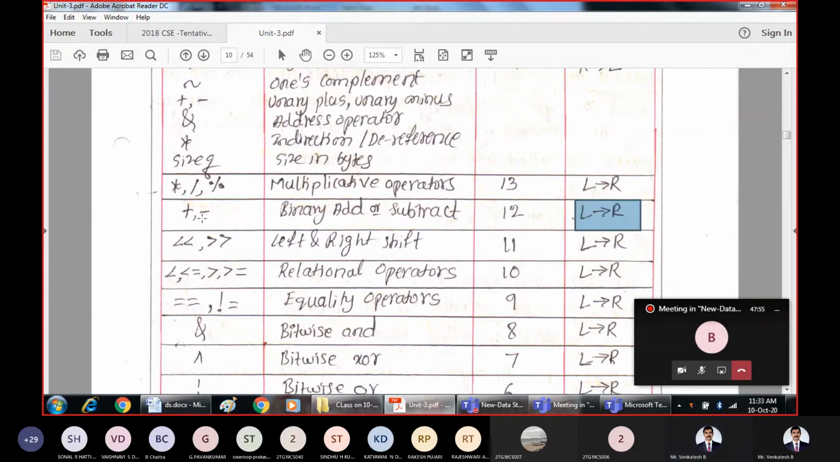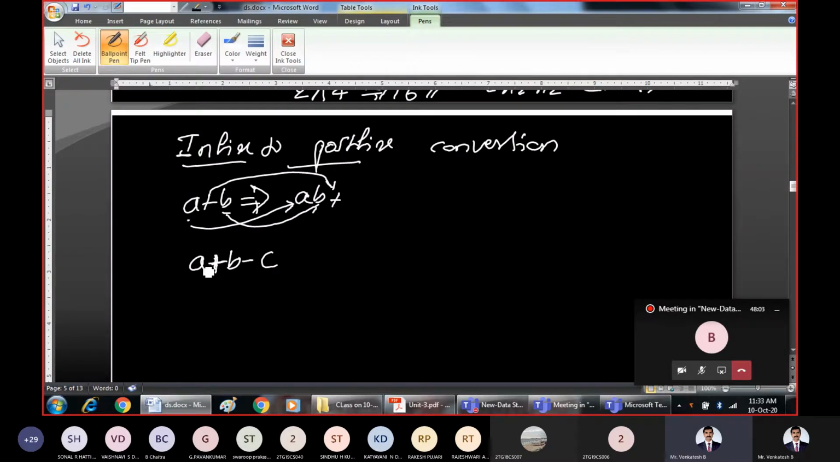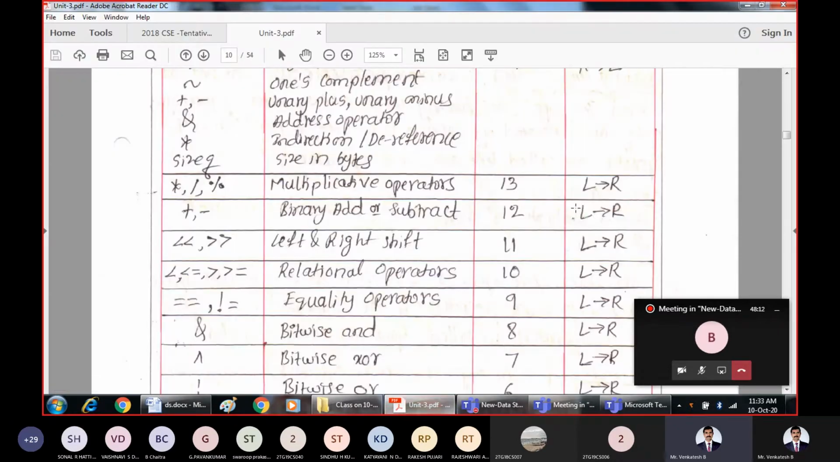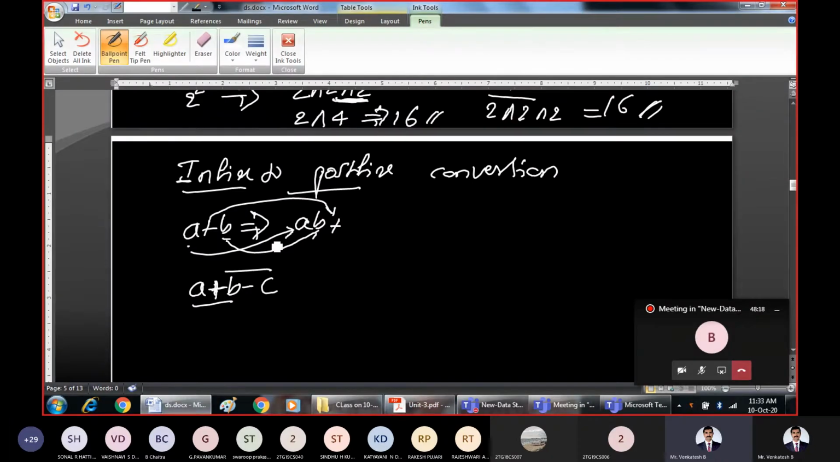When there are two operators with the same priority, there will be a conflict about what to do first, whether to evaluate a plus b first or b minus c first. In this case, we go to the table and take its help. It says that when there are two with the same priority, just go from left to right, as per the associativity rules. So a plus b will be evaluated first.